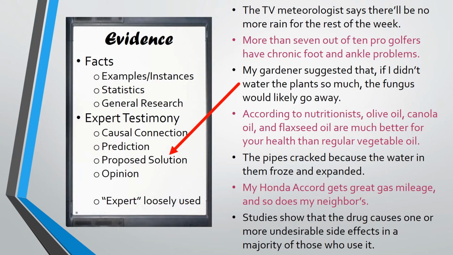So, here's an example of what we talked about earlier, expert testimony that does not clearly fall into one of the first three categories. Here we have a general expert opinion. Notice, by the way, that we're not dealing with a specific expert here, like the meteorologist or our gardener, but rather with a general consensus among experts in a certain field. That still counts as expert testimony.